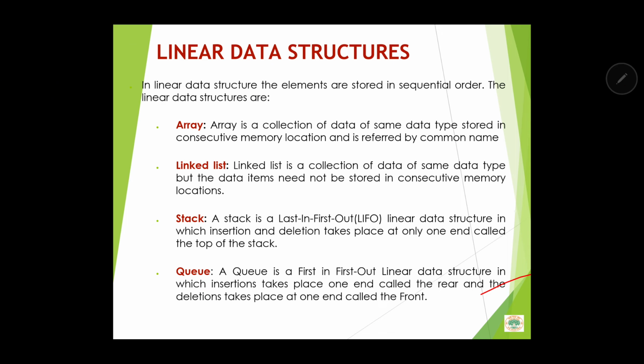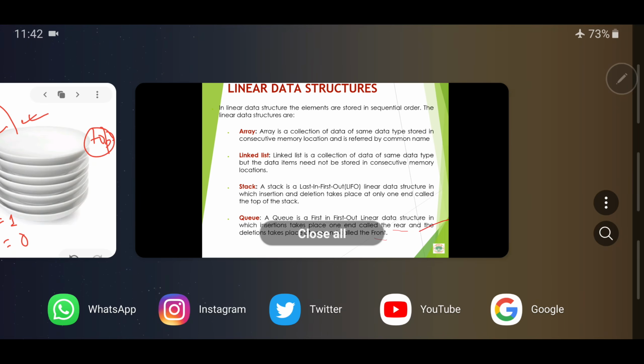Next we'll go to queue. What is queue? A queue is a first in first out linear data structure in which insertion takes place at one end called the rear and deletion takes place at one end called the front. Remember this thing. So what is queue?